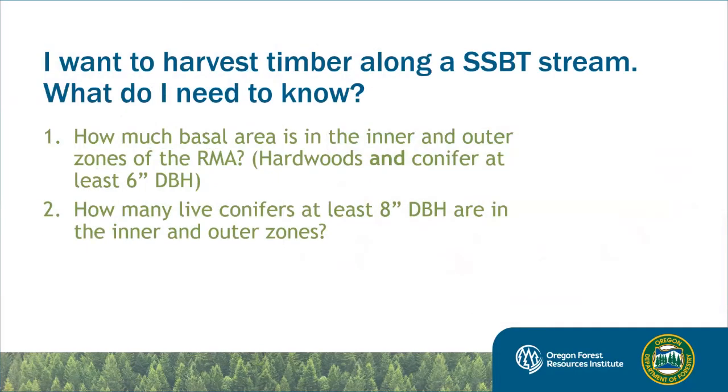And so if you want to harvest within the RMA of a SSBT stream, what do you need to know? It's the same information, just a little different. How much basal area is in both the inner and outer zones of the RMA. And on SSBT streams, you get to count both hardwood and conifer for the basal area, at least 6 inches in diameter. And then how many live conifers are in the inner and outer zones, and those need to be at least 8 inches in diameter.